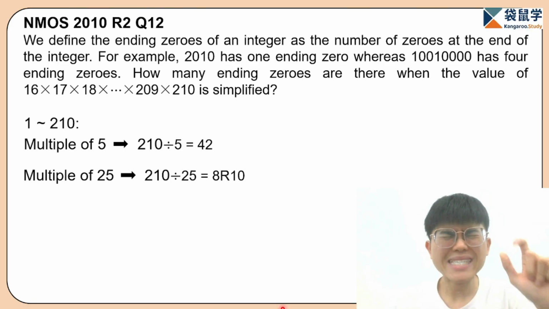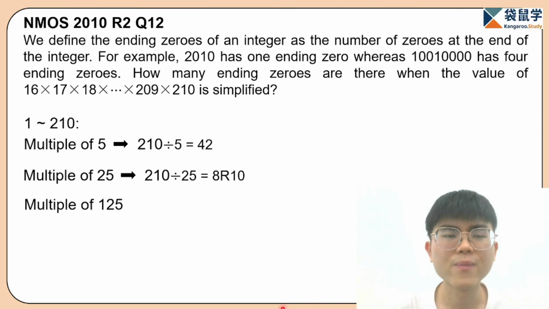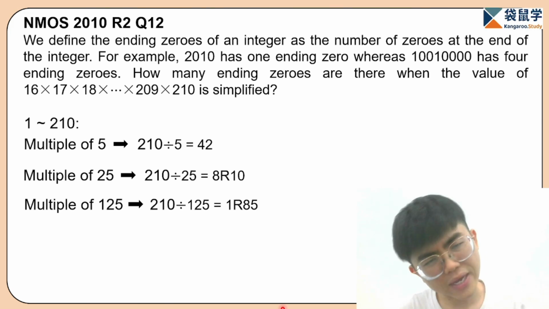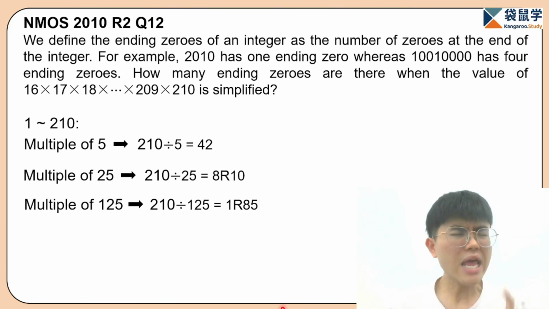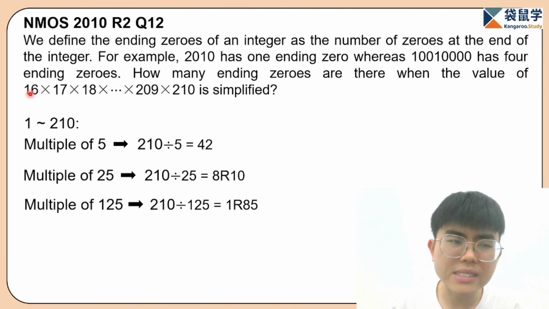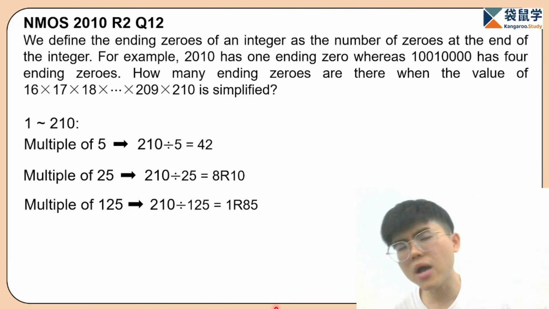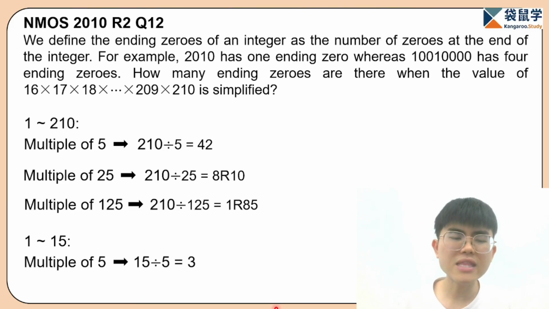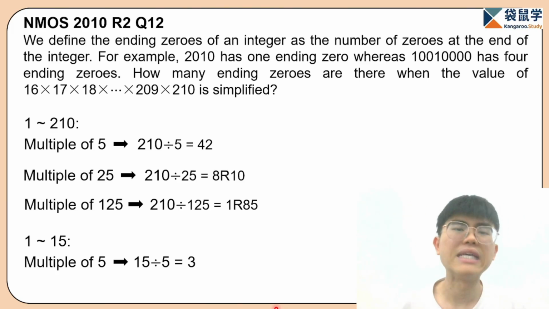It can be. So we also have to check the multiple of 125. So after you divide it, you'll get 1 remainder of 85. So these are all the numbers that have a factor 5. Now, you see that we start from 16 to 210. So we have to remove those numbers from 1 until 15. So you just have to use 15 divided by 5. You have 3 numbers with factor 5.